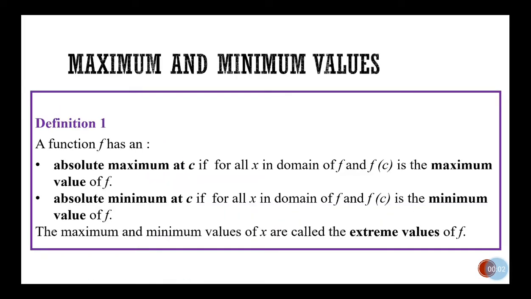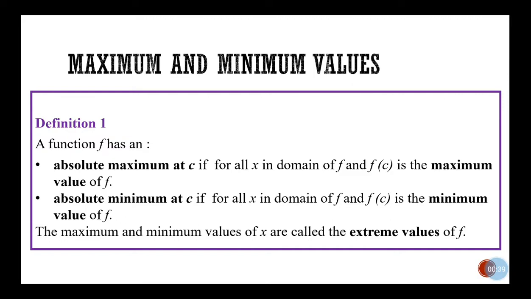Okay, so now we come to the third part of today's asynchronous lecture. Maximum and minimum values. Okay, so in this section, we come to the new section after related rates. Maximum and minimum values. The learning outcome for this section is to make sure you are able to understand what are called absolute maximum, absolute minimum, local minimum, local maximum.